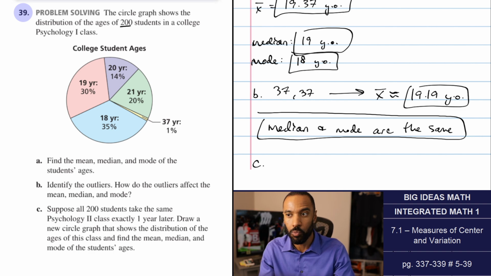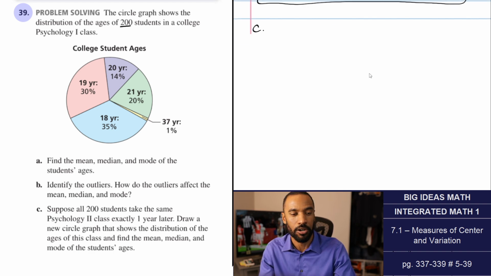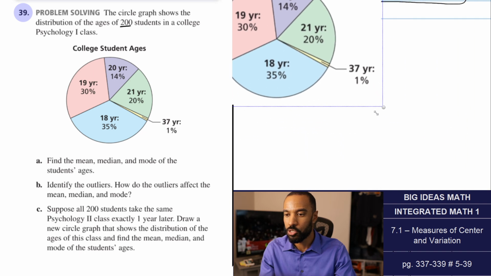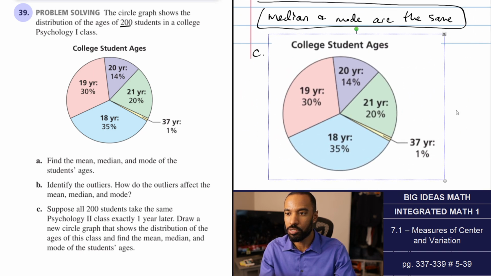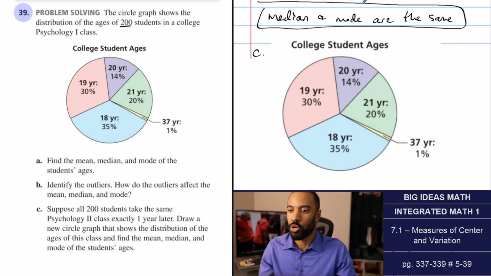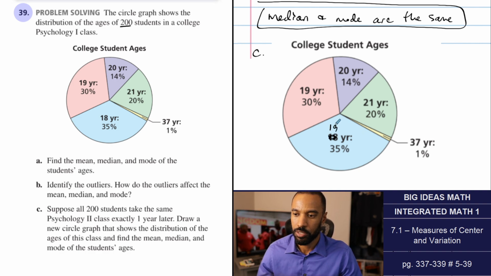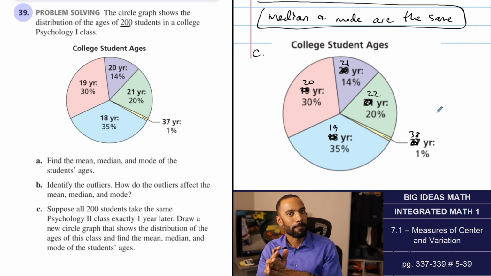Mean, median, and mode will change. They'll all add a year. But on the graph, still the same percentages. Everyone just gets a year older. So these 18-year-olds are 19-year-olds. These 19-year-olds are 20-year-olds, etc. Now these guys are drinking. These guys are 38. Boom. So no change on that.